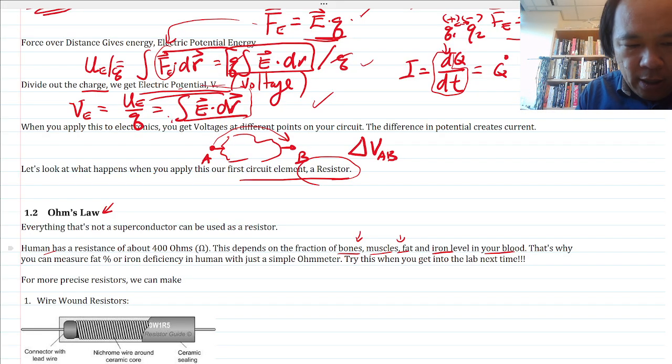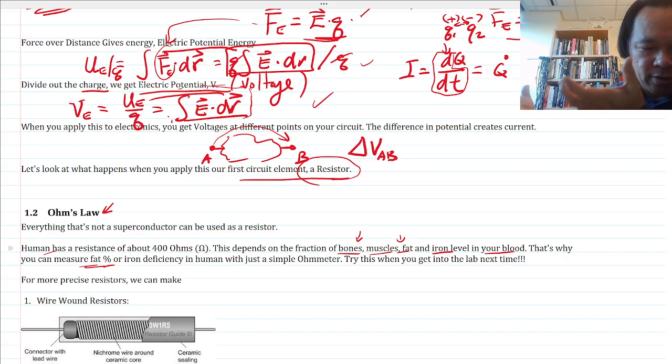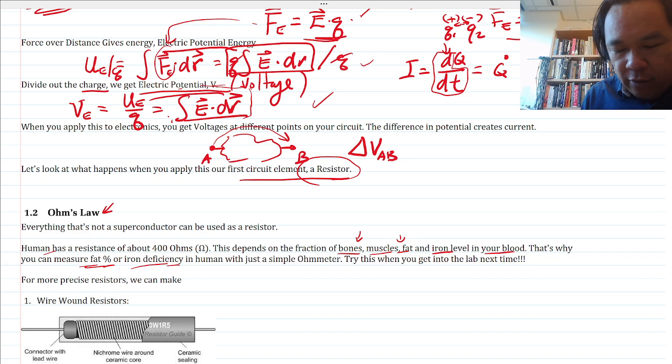Okay, that's why if you ever have bought one of these fat percentage measuring devices, the way they measure your percentage fat in the human body is just by measuring the resistance across you. Or it can also be used to detect iron deficiency, for example.